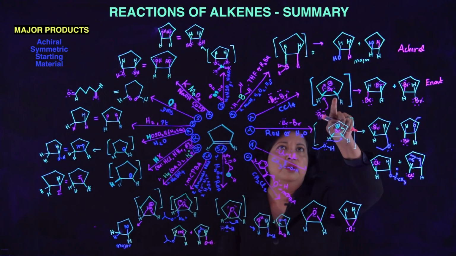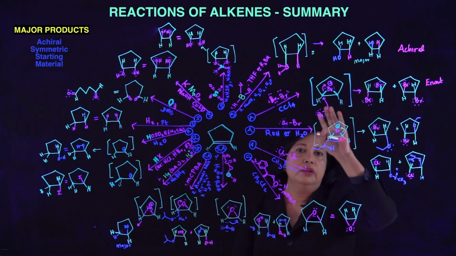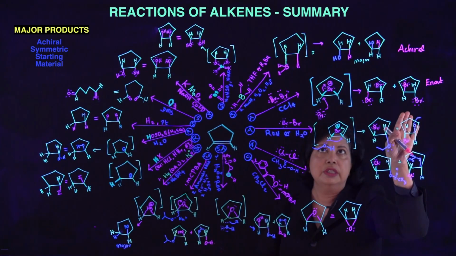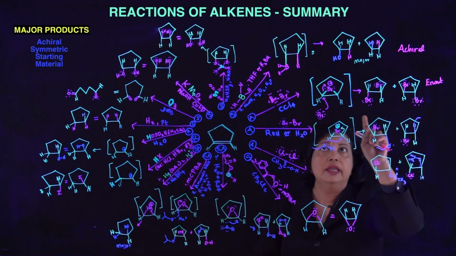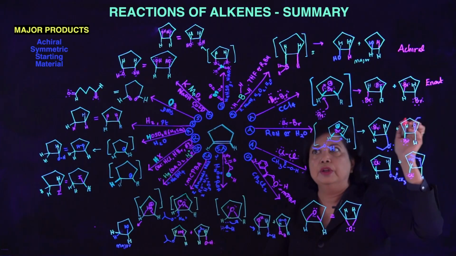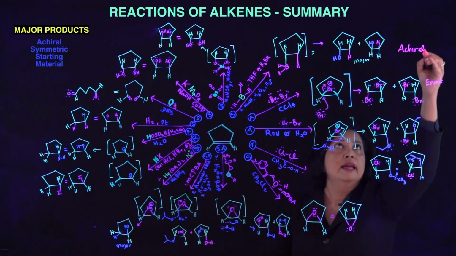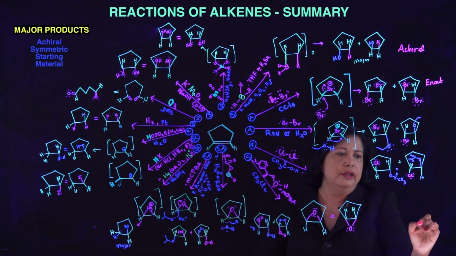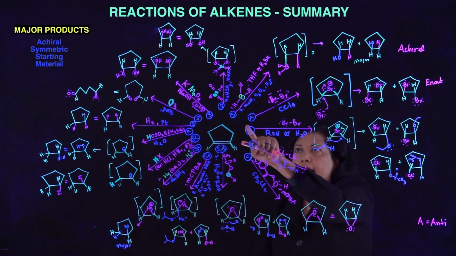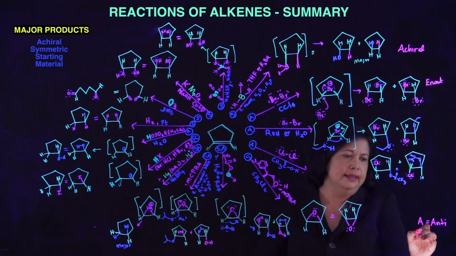And there is really no selectivity. There's no electronic or steric bias here for one over the other. So no stereoselectivity, no regioselectivity, just stereospecificity, and that's going to be anti. And here I'm just going to put a legend here. A is anti and S is syn.